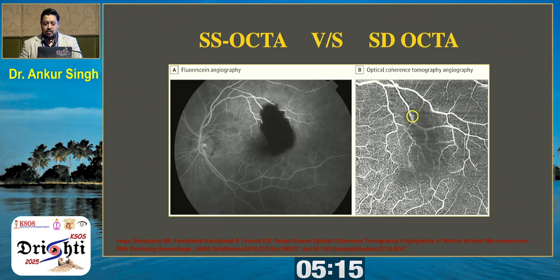In this, I always quote this article by Brazilian et al. So, swept-source OCT, look at this. This is an FFA and an OCT angiography. In the FFA you don't see anything, you just see blocked fluorescence. But when you do a swept-source OCT angiography in this patient, you see that macroaneurysm. So now with the hemorrhage, you know the reason, the macroaneurysm, with the help of swept-source OCT angiography.